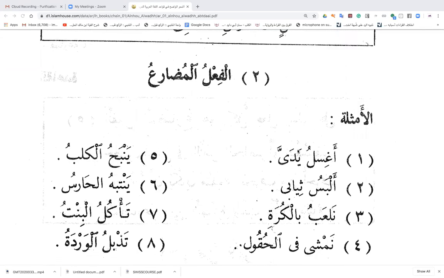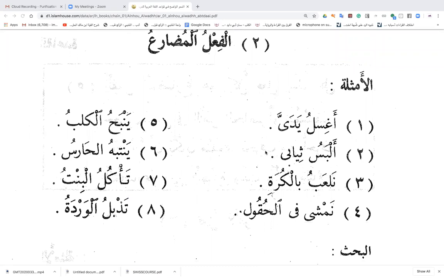الأمثلة: أغسل يدي. I washed my hands. ألبس ثيابي. I wore my clothes. نلعب بالكرة. We played with the ball. نمشي في الحقول. We walked in the field. ينبح الكلب. The dog barked. ينتبه الحارس. The guard made people alert.